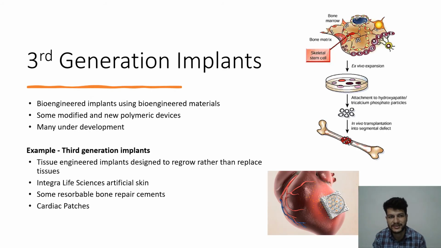Now talking about third generation implants, these are implants made up of bioengineered materials. First generation and second generation implants are made up of biomaterials that are commonly available, and there was no engineering or design in the materials. But in third generation implants, firstly the materials are engineered for a specific application, and after the engineering of materials, the second step is the engineering of the device. So there is a double engineering in making these third generation implants.